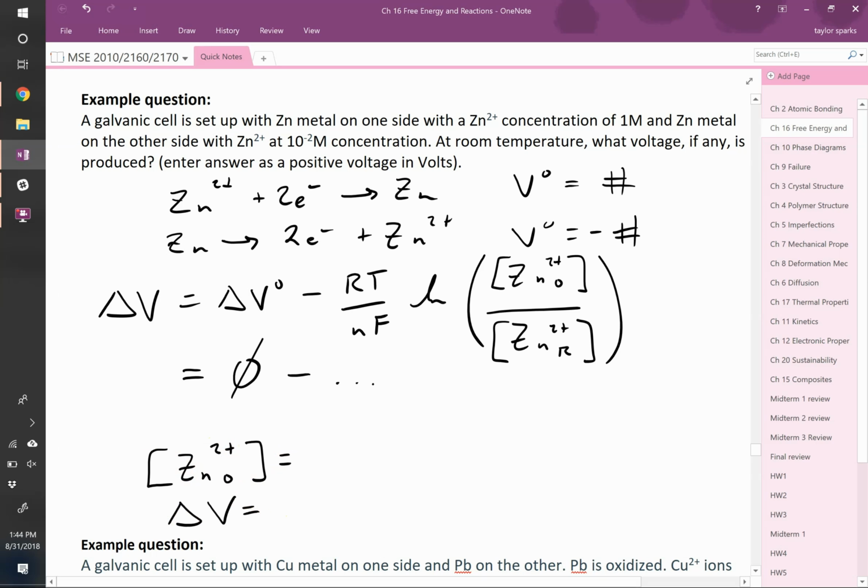Room temperature is 300 K, 298. Use 300 K and it's fine. F, the Faraday constant, is that's coulombs per mole.